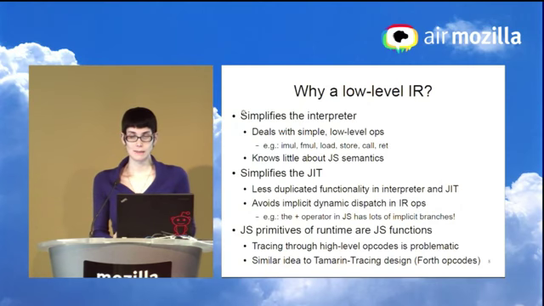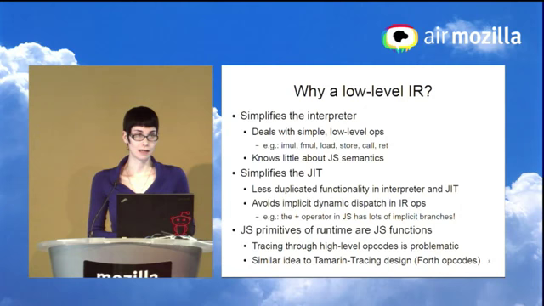So why did I pick a low-level IR as opposed to, say, a high-level intermediate representation? Well, partially because it simplifies the design of the interpreter. So my interpreter only deals with very low-level, very simple operations like integer and floating point multiplication, load, store, call, and return. And it actually knows very little about the semantics of JavaScript on its own. This also simplifies the design of the JIT, because if you're going to implement an intermediate representation that encodes the semantics of JavaScript, you have to implement this in your interpreter, but you also have to implement a JIT that can generate code for all those complex primitives. And I wanted to avoid this duplication of functionality.